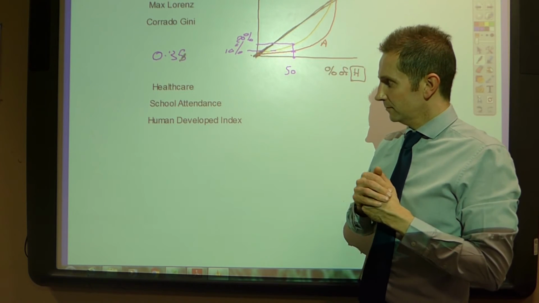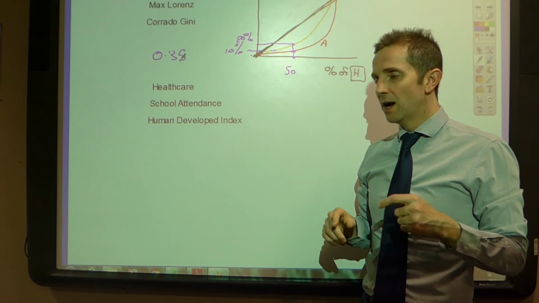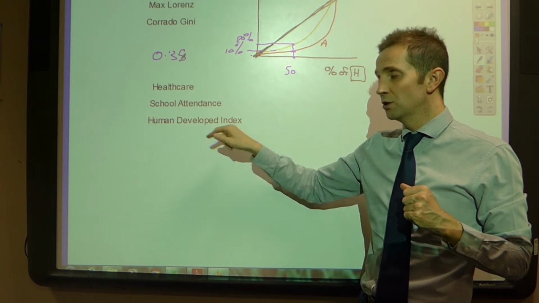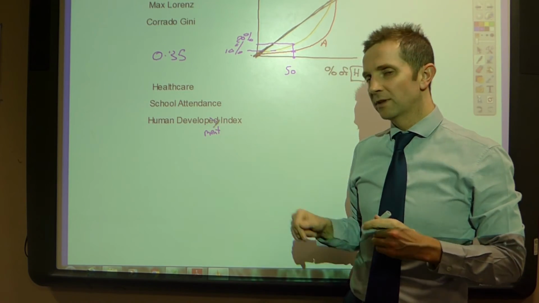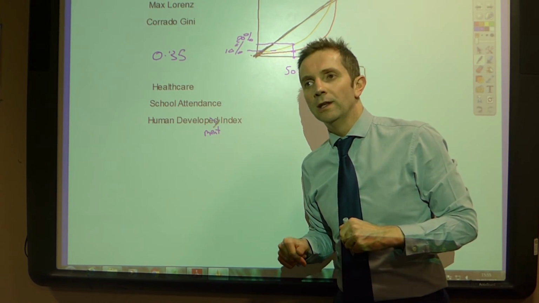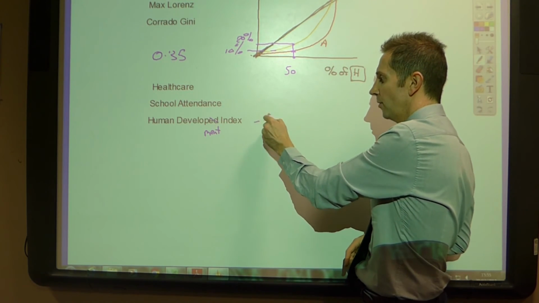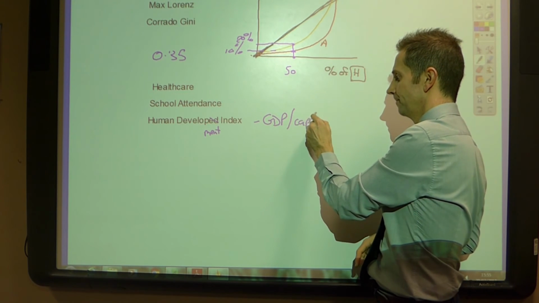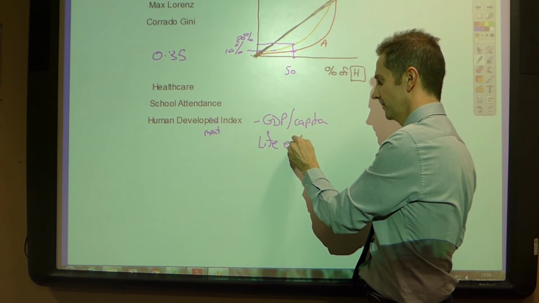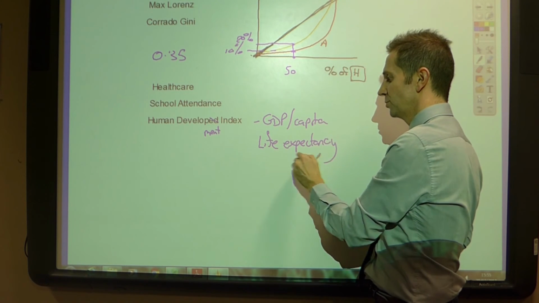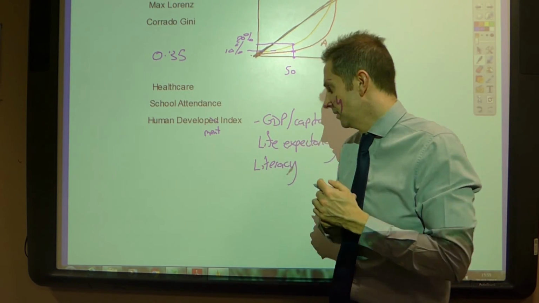And then finally, it talks about healthcare and school attendance. Now, I want at this stage to refer you to another indicator of human development, which is of course the Human Development Index. Now, the Human Development Index, as you will know, is made up of three things: GDP per capita, life expectancy, which is really to do with healthcare, and adult literacy, which is obviously to do with the school and education facilities.